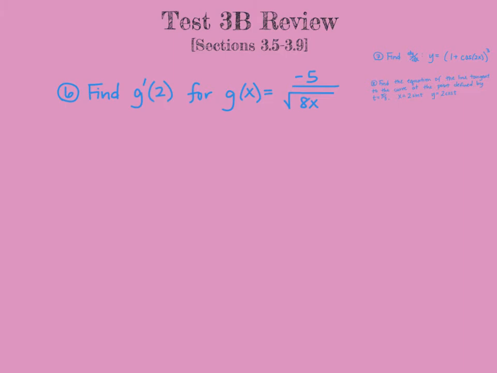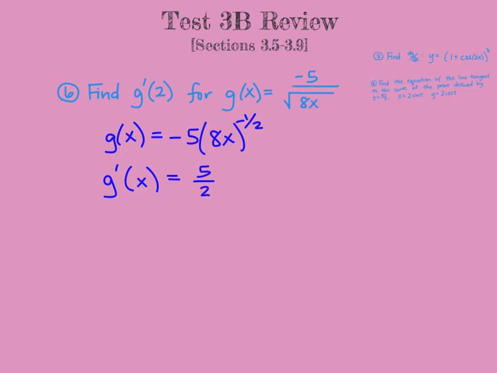In problem number 6, we have to find g prime and then plug in 2. So I'm going to first just rewrite g of x as -5, and then this 8x, since it's in a square root and in a denominator, it's really raised to the -1/2. So in order to find g prime, we want to first use the power rule and bring that -1/2 out in front and multiply it by the -5 to get positive 5/2. Then not mess with the inside function at all and raise it to 1 less than -1/2. So we raise to the -3/2.